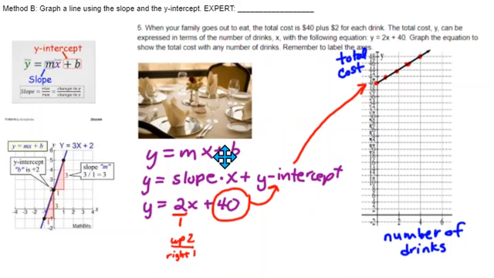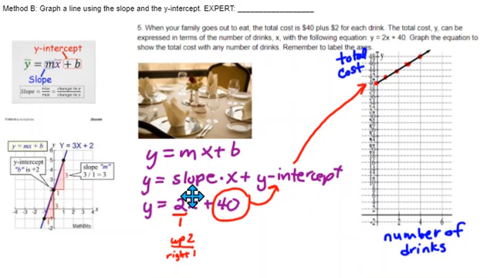So I go back to the text and I see it says the total cost is y. So I want to put total cost on the y-axis, and it says number of drinks is x, and so I want to put that on the x-axis. Then I look at my equation, y equals 2x plus 40. The number that is being added, the 40, is my starting value on the y-axis. It's the y-intercept. So I make a point at 40 on the y-intercept.